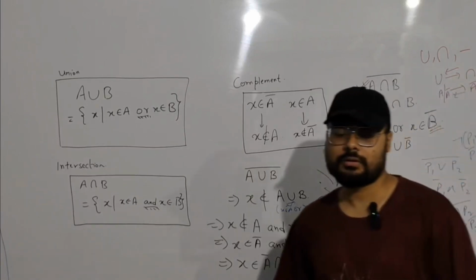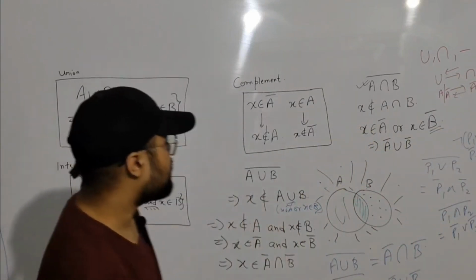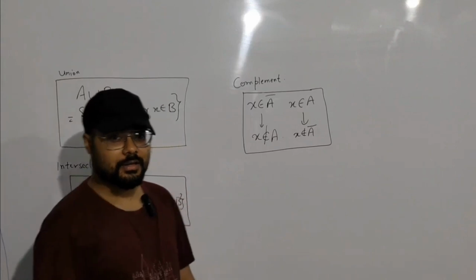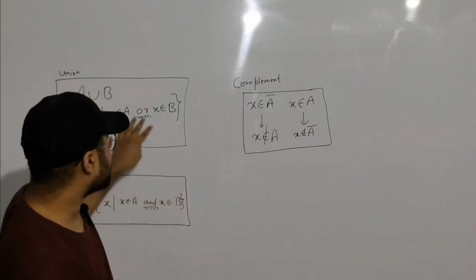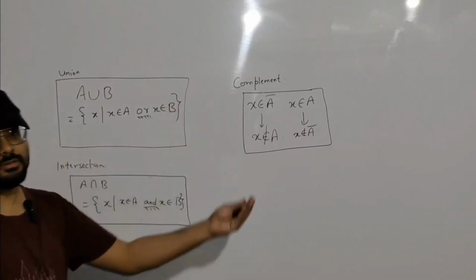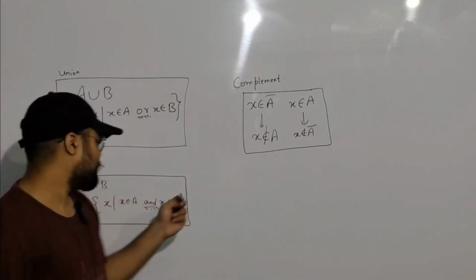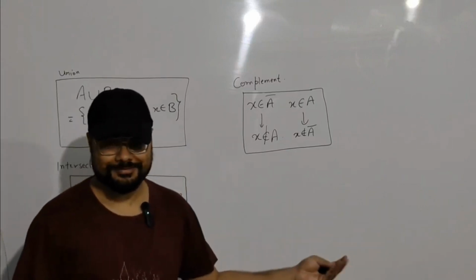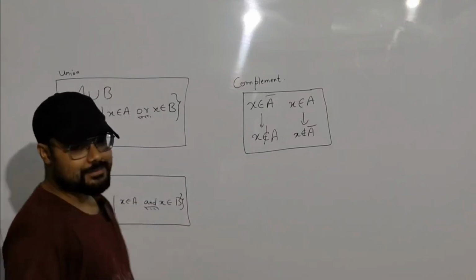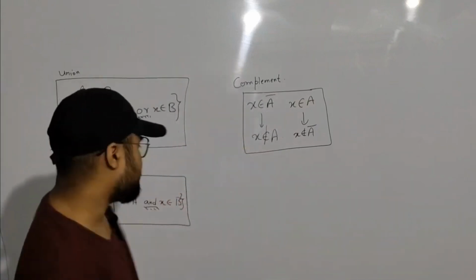Okay, now we have two more, symmetric difference and set difference. So let's look at some of the properties of the symmetric and set difference also. Just like the union operation is analogous to the OR operation in mathematical logic, and intersection is nothing but the AND operation, similarly, symmetric difference is like the XOR operation in propositional logic.